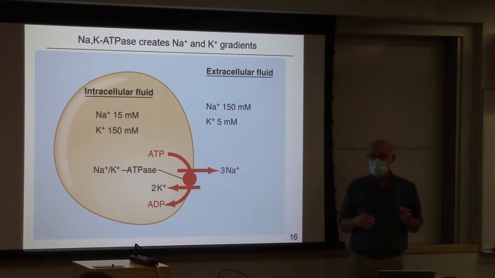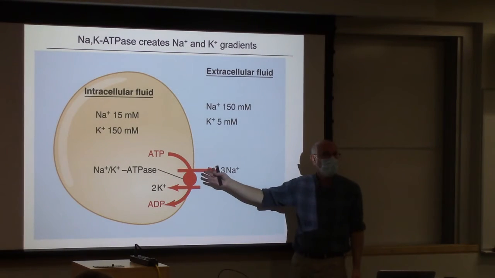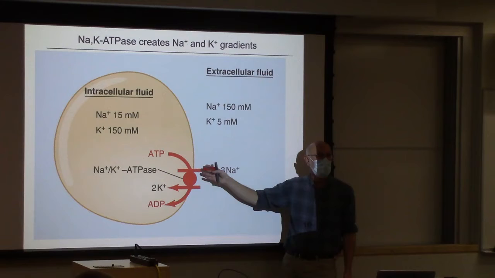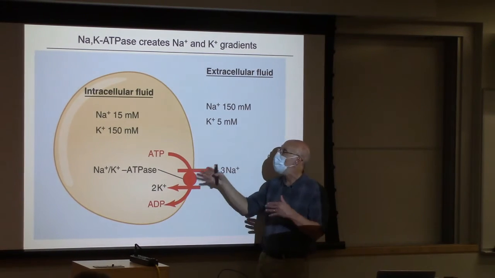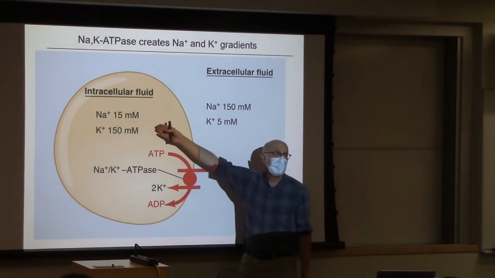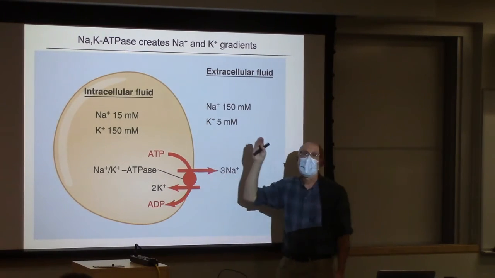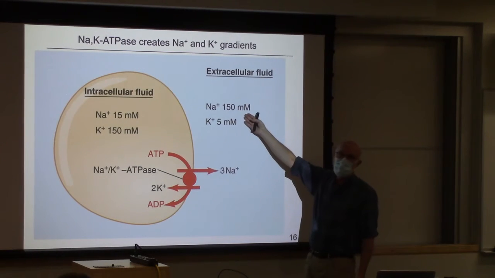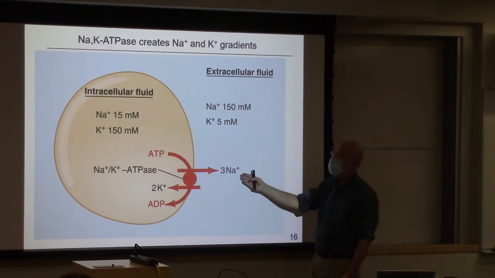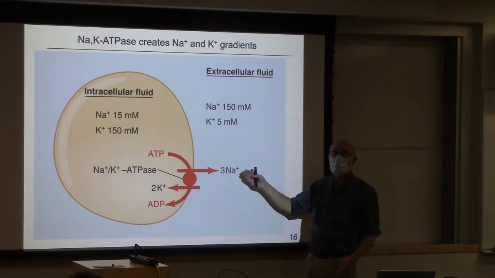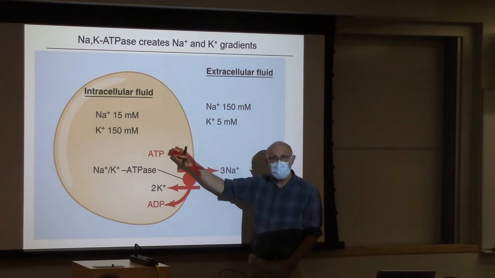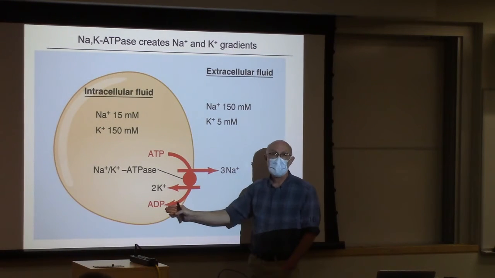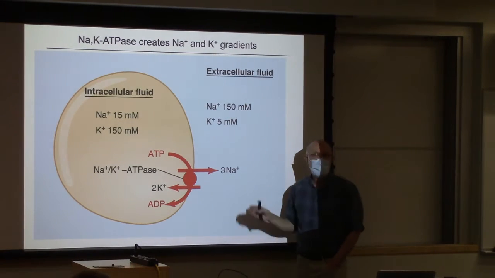And there are leaks and there are channels that are dissipating this gradient, but your cells have a lot of this, and if your cells are healthy, they have a lot of ATP. So your cells are constantly maintaining this gradient. I don't want you to memorize these numbers. I want you to understand the concept of the sodium-potassium ATPase converting the energy in ATP into a solute gradient.